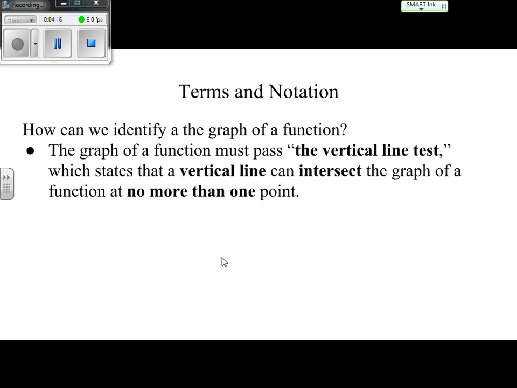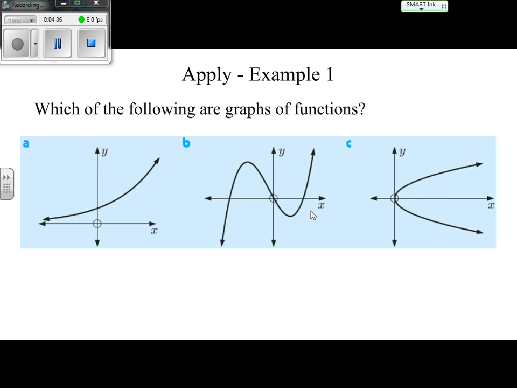Well, if we have a graph, it's really easy using something known as the vertical line test. And the vertical line test states that a vertical line can intersect the graph of a function at no more than 1 point. Right? A vertical line can intersect, and intersect means cross, the graph of a function at no more than 1 point. So let's take a look at what this looks like in our first example.